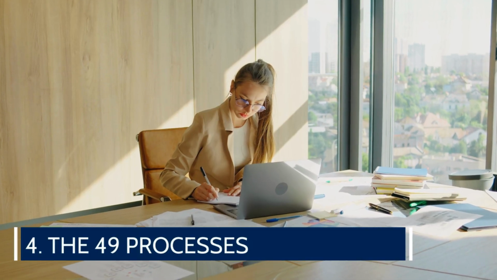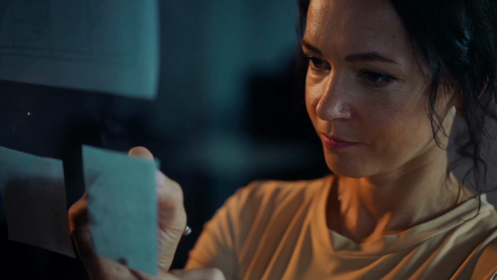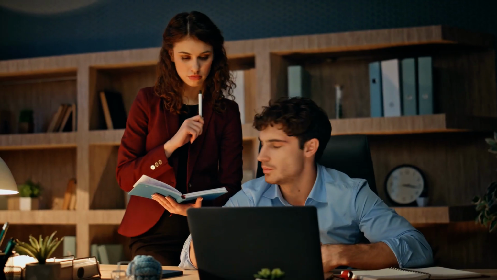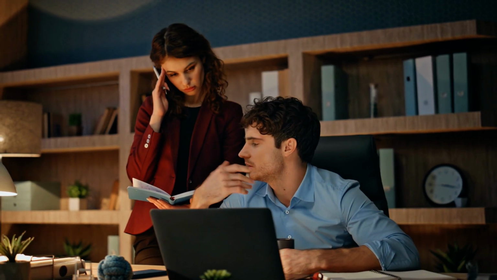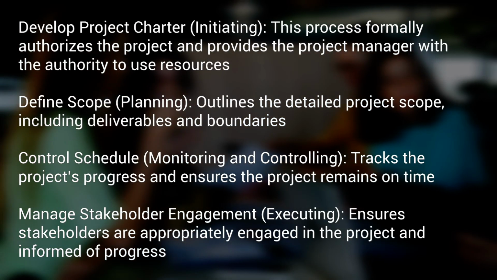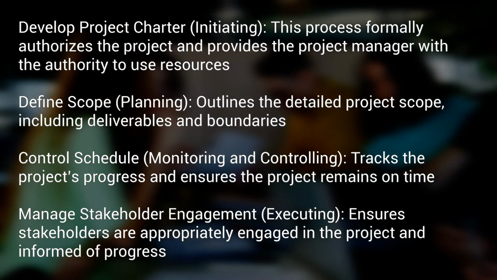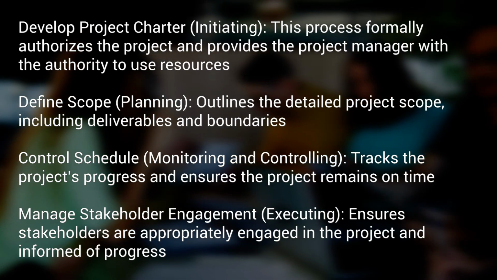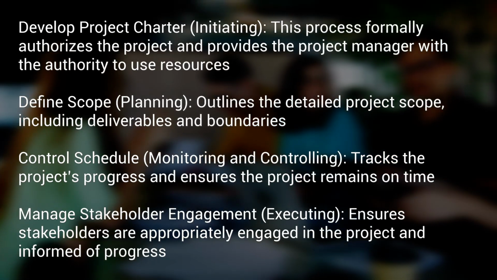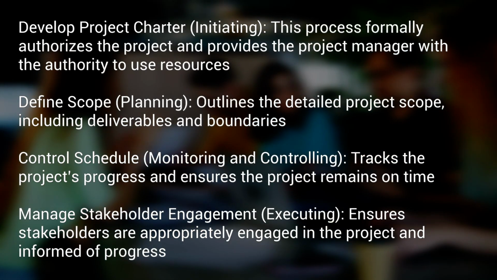4. The 49 processes. Within the 5 process groups and 10 knowledge areas are 49 processes that guide every aspect of managing a project. Each process outlines specific actions and tools to help project managers handle the various components of a project. Examples of key processes. Develop project charter. Initiating. This process formally authorizes the project and provides the project manager with the authority to use resources. Define scope. Planning. Outlines the detailed project scope, including deliverables and boundaries.